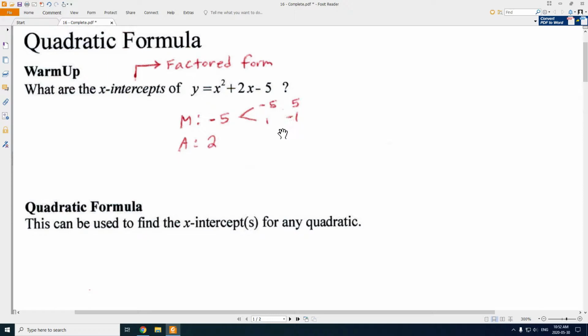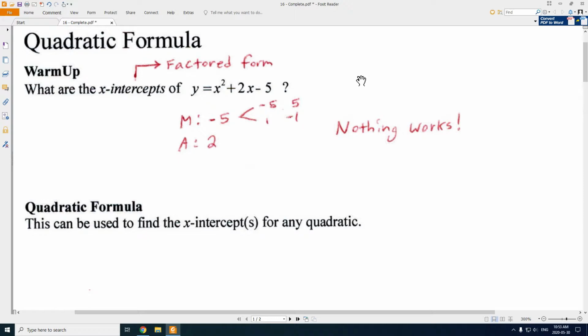Uh-oh. Neither of those add to 2. So hold on, nothing works here. I actually can't factor this. I'm looking for numbers that multiply to -5 and add to 2, and there aren't any. Or maybe there are numbers, but they would have to be some sort of decimal number.